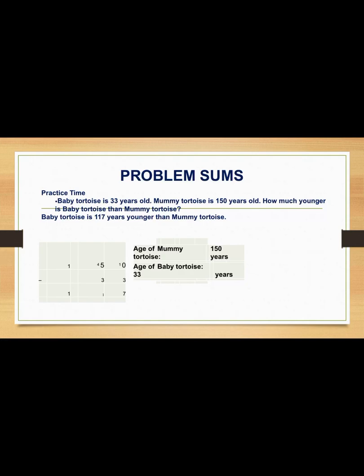Children, tell me what you have to do. Simply you have to do the subtraction. From where to where? The thing is that the mummy tortoise is 150 years old and that it is a greater number than 33. So 150 will be in the upper and 33 will be in the lower of 150.